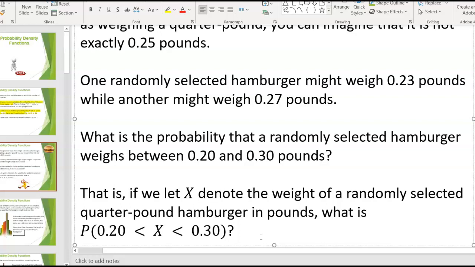It'll be fun. All right, so that's what we would be looking at. Would I ever be solving, hey, what's the probability that x equals 0.25? No, we already know that that's going to be 0. So instead we would be looking at, if I randomly select a quarter pounder, what is the probability that the amount of meat in that quarter pounder is somewhere between 0.2 and 0.3 pounds?